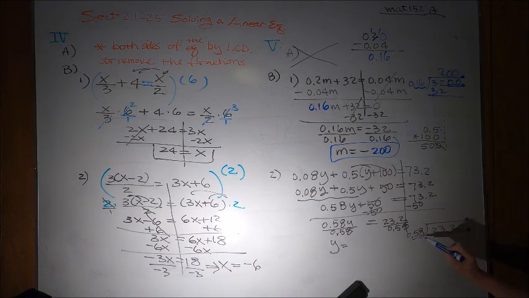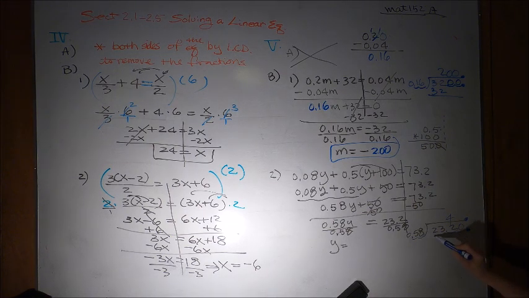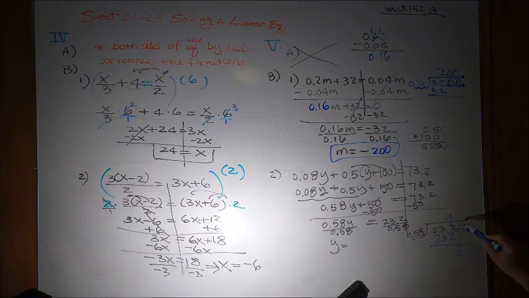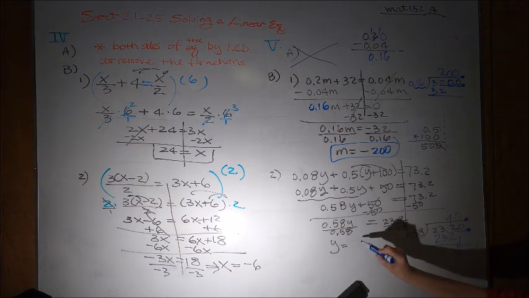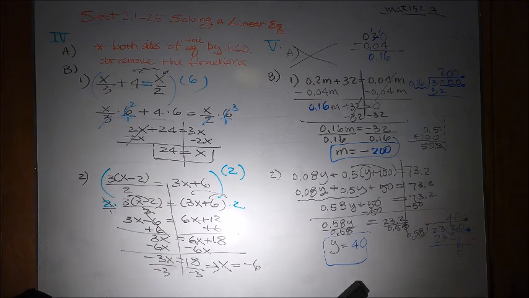So 58 can go into 232. How many times? Let's see, about 4 times, right? So 4 times 58 is 232. Then you need to finish by going all the way to your decimal point. So you put a 0 here. So your y is what? 40. Are we good?